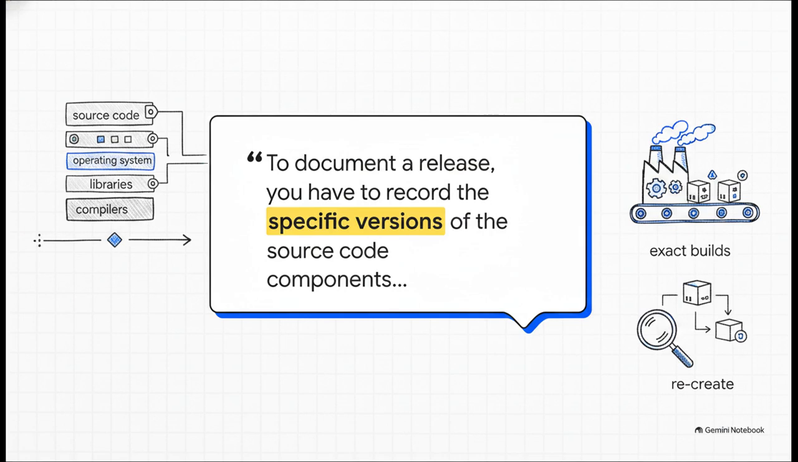To survive this nightmare, perfect documentation is absolutely essential. You can't just save the code and call it a day. As highlighted here, you must record and store the specific versions of the source code, the operating system, the libraries, and the exact compilers used to build it. You might be wondering, why go to all that trouble? Because you must be able to recreate exact builds years down the line.